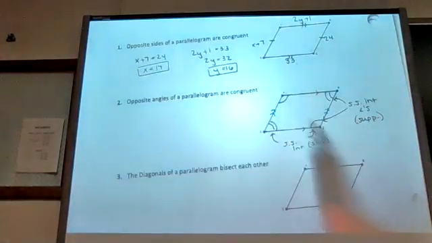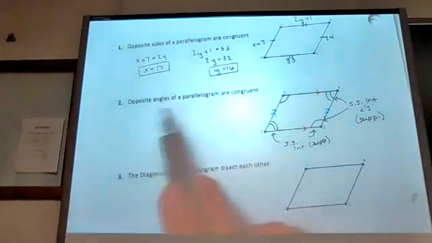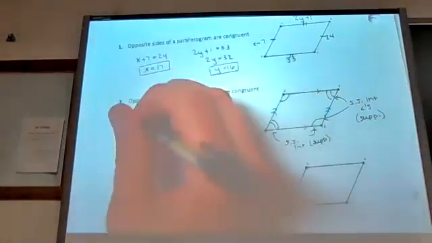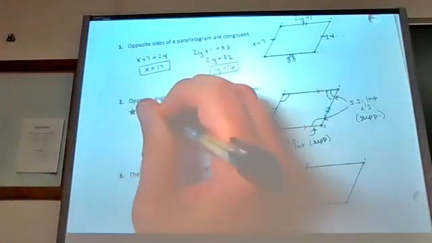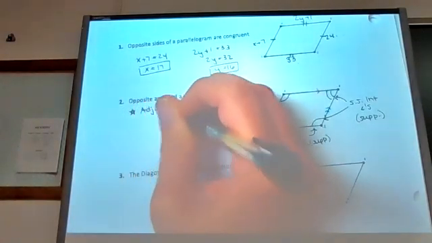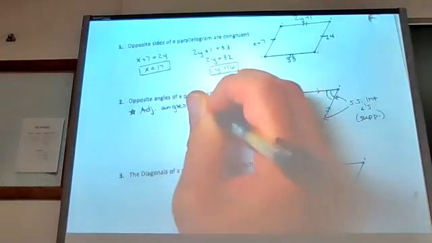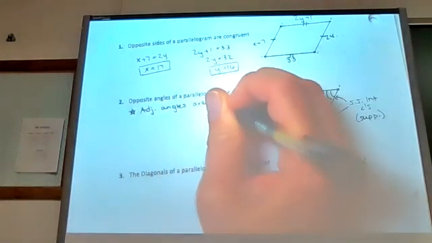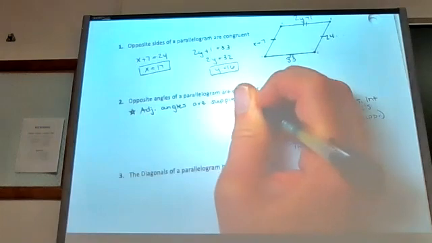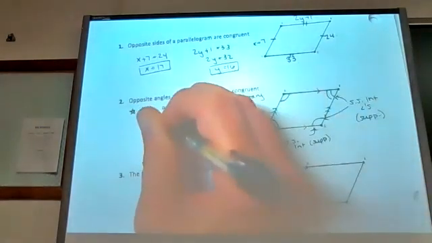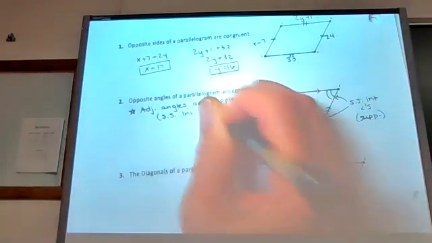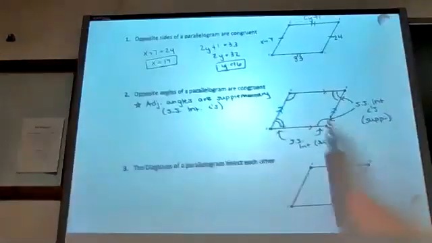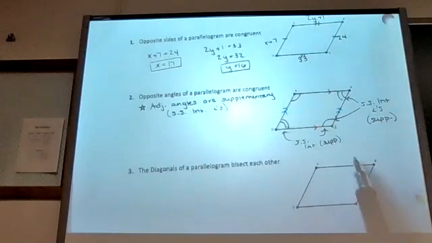So along with knowing that the angles opposite are congruent, we also know what I'm going to call adjacent angles are supplementary. Or we can also think about them as those same side interior angles. Okay, so we also know that that's true.